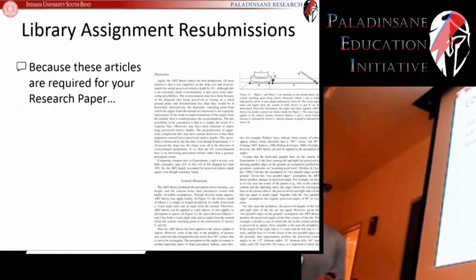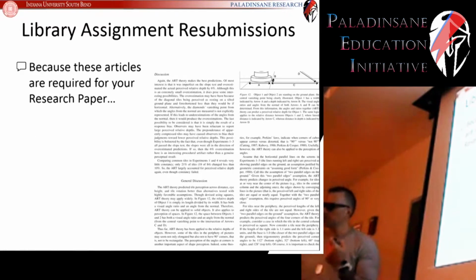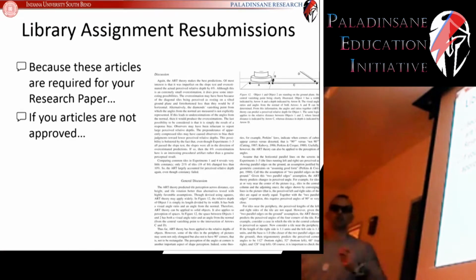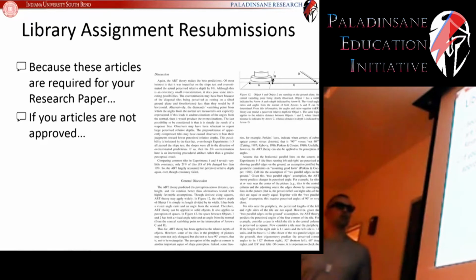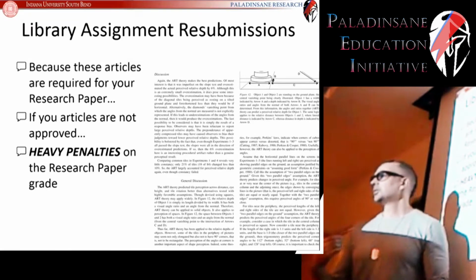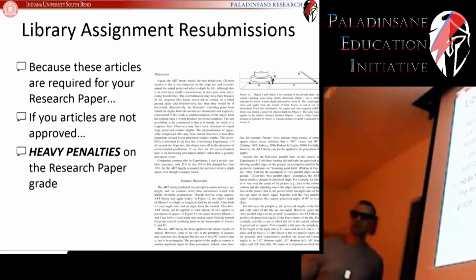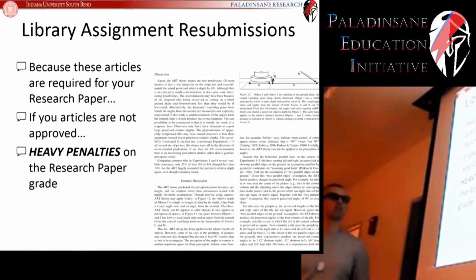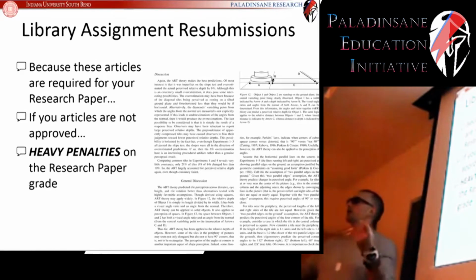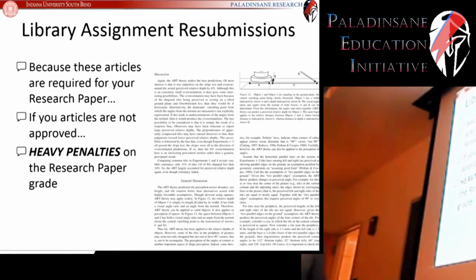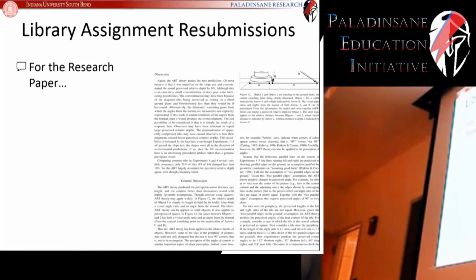And you do want to make sure that you do get those required articles, because you do need to write your paper based on previous research. And to encourage that, if these articles are not approved, there are heavy penalties in the research paper. You will lose a ton of points for not having 6 approved articles. So don't do that to yourself. Get your articles in if you need to. Most of you missed 1, so all you need to do is find 1 more and resubmit those, and I'll let you know.